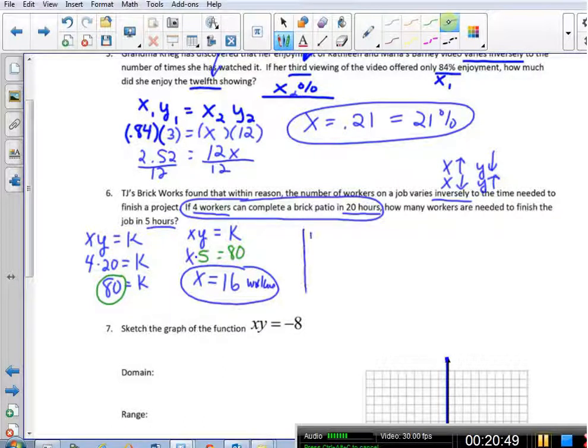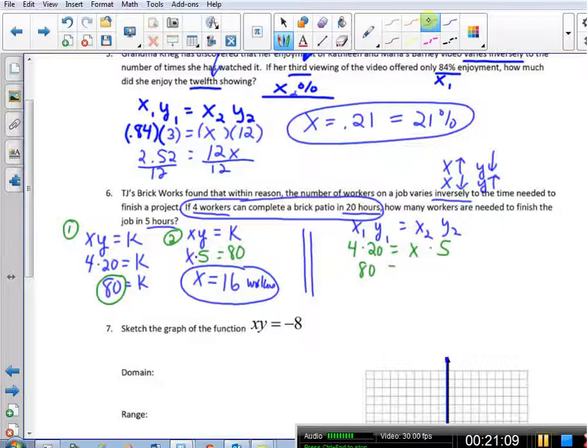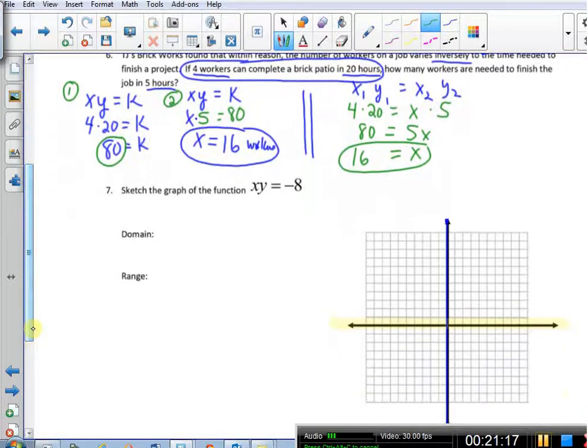Okay? Or you could do x1, y1 equals x2, y2. So this was step 1, this was step 2, this one you do it all in one step. So it's 4 workers times 20 hours equals how many workers times 5 hours. So there's the 80 and the 5x, and x is equal to 16. You do not set up a proportion. It is not a direct variation.